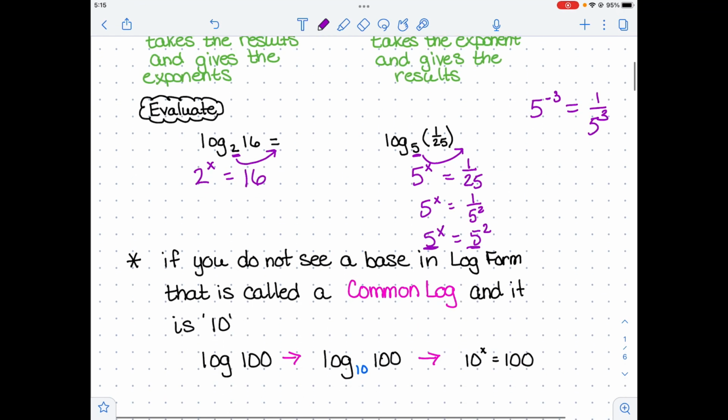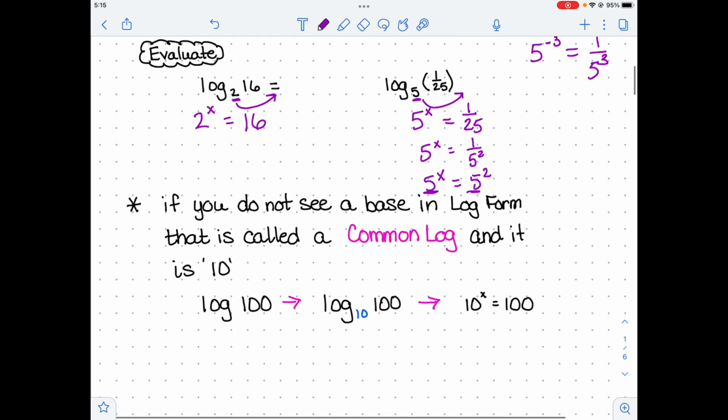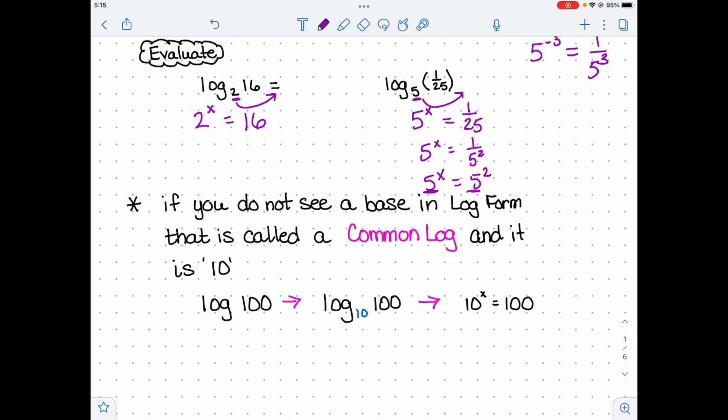Now remember, if you do not see a base in a log form, that's called a common log, and it is 10. So for example, log of 100 is the same as saying log base 10 of 100. And we could solve that the same way. We put our base here, raised to what as our x, equals 100. And then we can think about how could we solve 10 raised to what value equals 100. Again, knowing your exponents there.